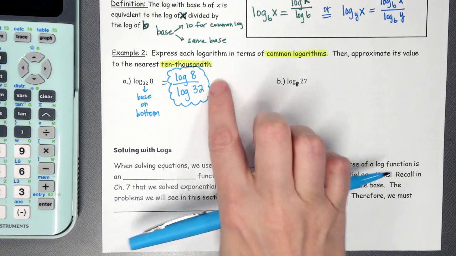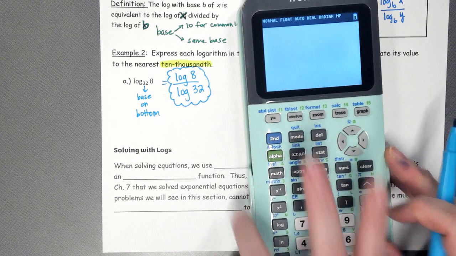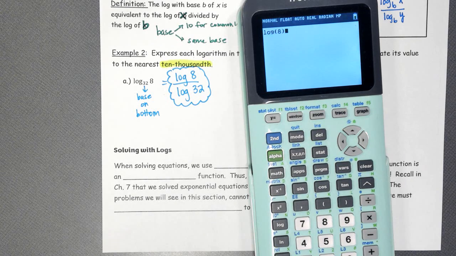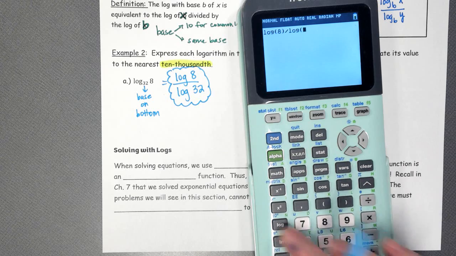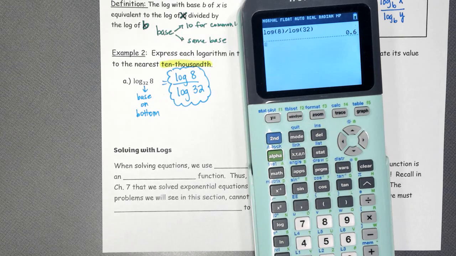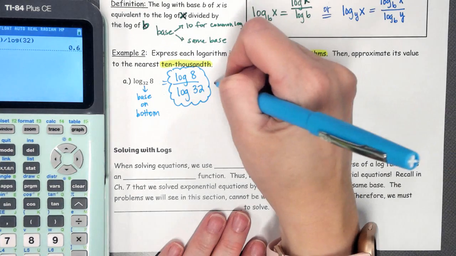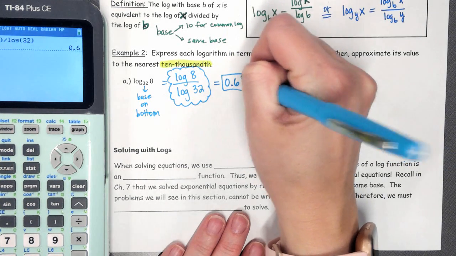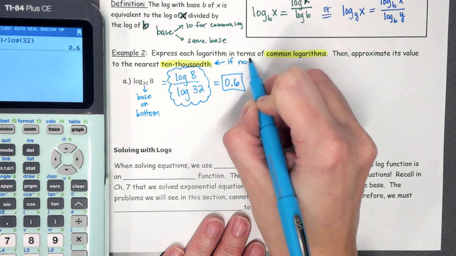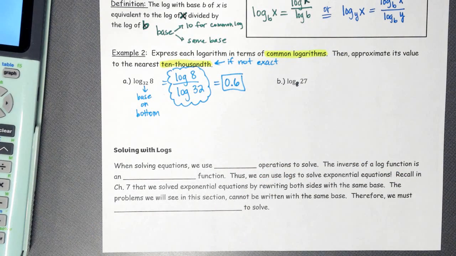Now we can approximate the value to the nearest 10,000. When you do that, be careful because some people forget to put the parentheses in correctly. So you have to do the log of 8, close it, divided by the log of 32. Technically, your calculator would do the bottom without closing it. Okay, so it says to round to the nearest 10,000, but this is an exact value. So if it's an exact value, you can just leave it like that. So do that if it's not exact. And that's why I changed that one, okay?